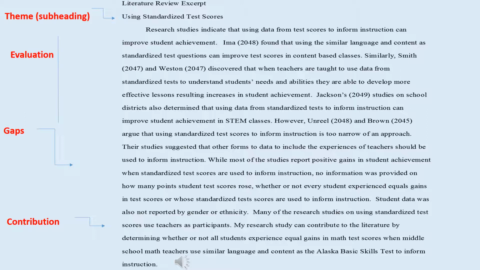The gaps in the literature or the missing information from the findings and/or inadequacies in the research methodology are then identified. These inadequacies could include the omission of a population from the studies or the findings that still left some unanswered questions. Each discussion of a theme ends with an explanation of how your research can fill a gap in the literature, build upon previous studies, or contribute to the literature.